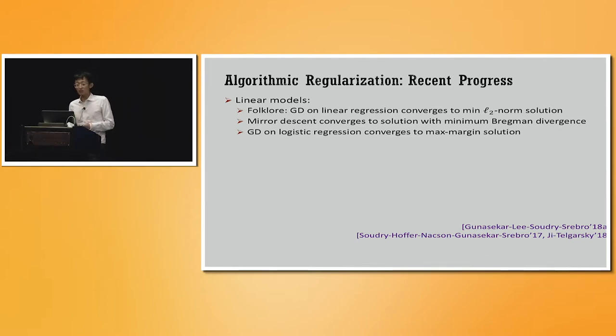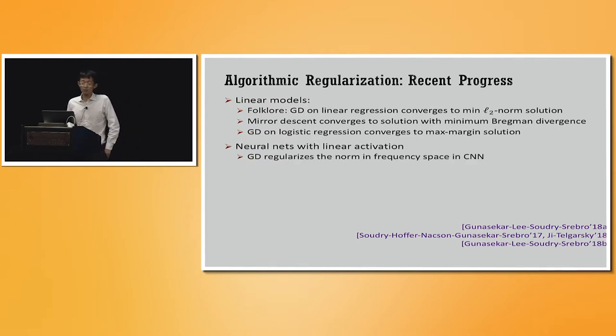And if you use logistic regression and gradient descent, you're going to converge to the max margin solution even though you don't encourage the max margin explicitly. There are also recent results on how to extend all of these linear models to nonlinear models. For example, Gunasekar et al. extend this to neural networks with linear activations. So the model is still linear in the data, but the optimization is non-convex in the parameters. And they show that if you run gradient descent on convolutional networks, then gradient descent automatically regularizes the norm in the frequency space. So you're going to get a sparse solution in the frequency space.